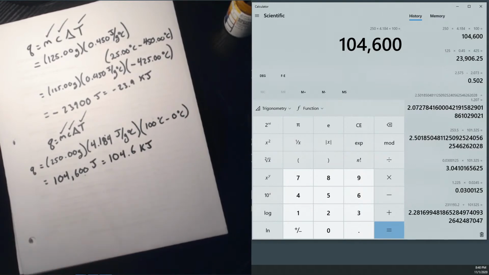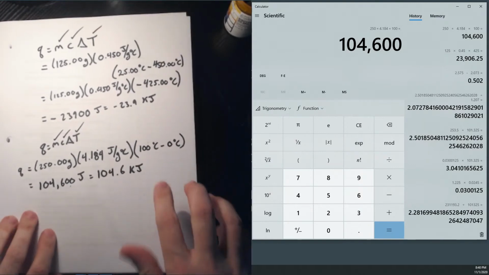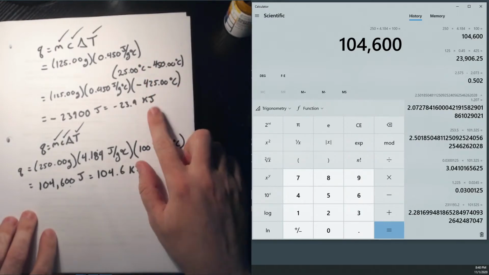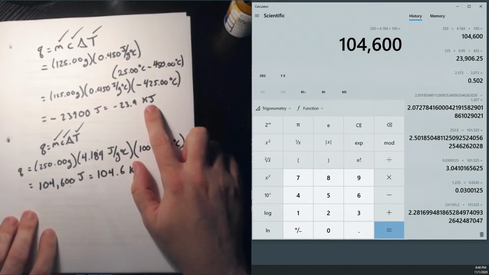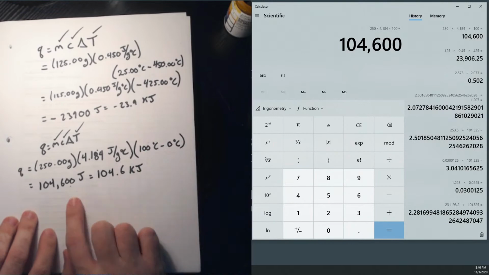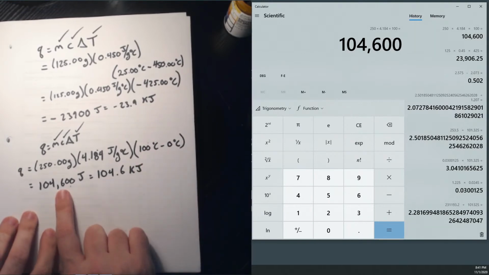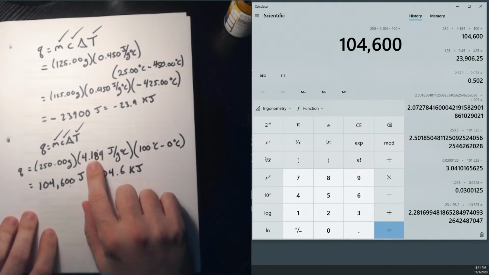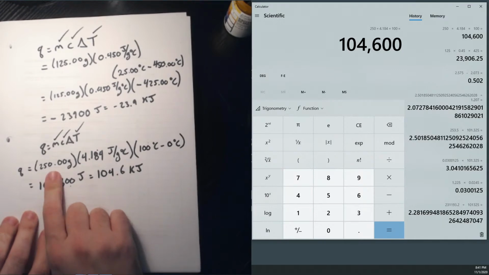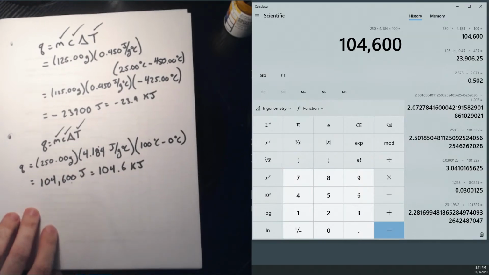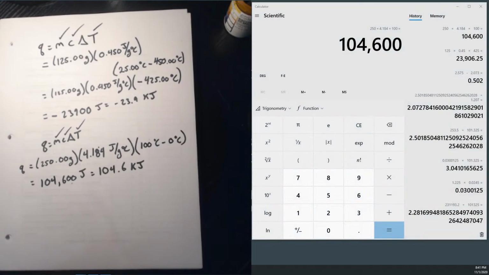Note that this is a lot more. So just going from 450 down to 25, the iron released 23,900 joules of energy, but going from just 0 to 100 took 4 times that much heat to change the temperature of the water, because water has a much higher specific heat capacity. Also, there was twice as much water. All right, next problem.